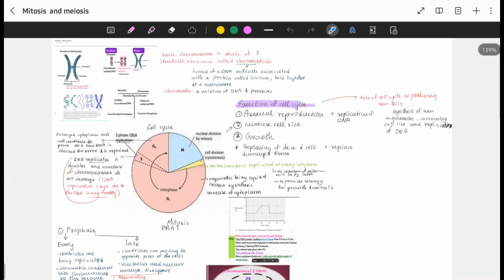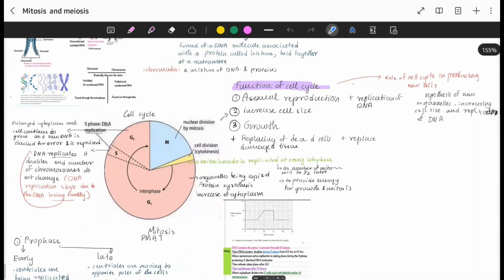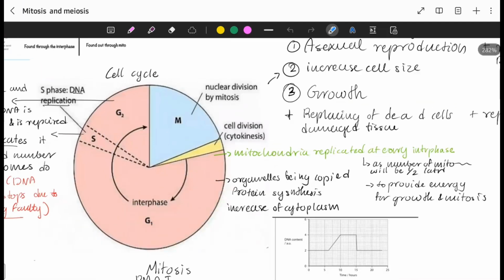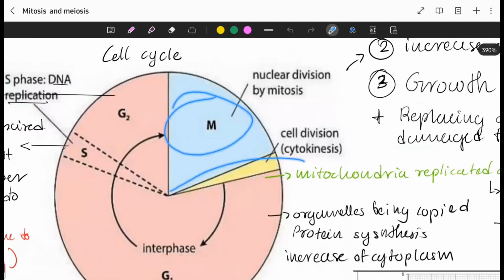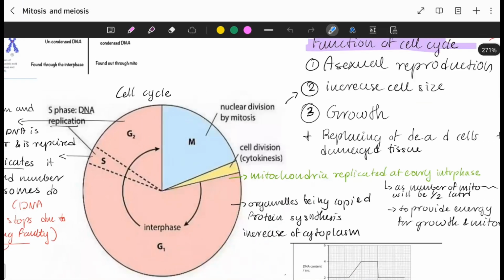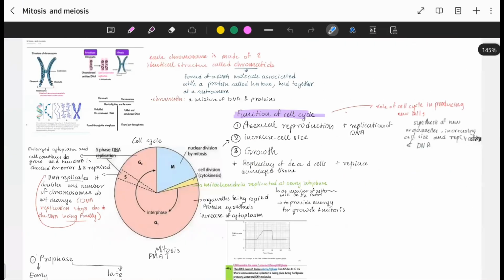Okay, so we can see the cell cycle. Interphase has three phases: G1, S, and G2. The bigger phase is interphase, then there's the mitosis part, and a very small space is taken by cytokinesis, where the cytoplasm divides. Cytokinesis is the division of the cytoplasm. Karyokinesis is the division of the nucleus.